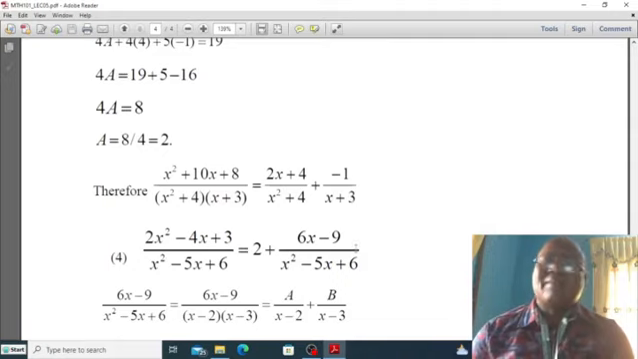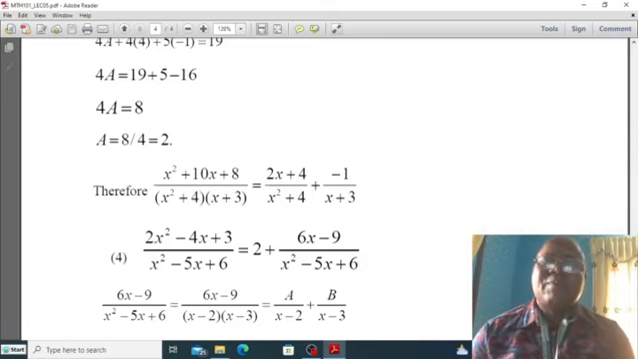Then the last one now is 2x squared minus 4x plus 3 over x squared minus 5x plus 6. You can see that the degree of the polynomial in the denominator and the numerator are the same, so we do long division. If we divide using the denominator, you get 2 plus, there's a remainder. The remainder is 6x minus 9 over that. Then we will now resolve 6x minus 9 over x squared minus 5x plus 6.